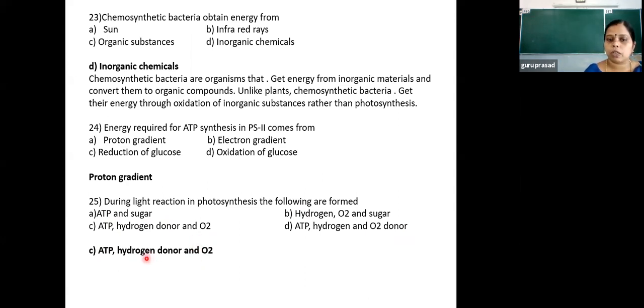Why? How come this proton donor? Because by carrying the electrons, the protons will also come through them. So that's why they are also said to be proton donors. So which is the most suitable option? ATP, hydrogen donor, and oxygen are synthesized during light reaction. Okay, so question number 25, option C.